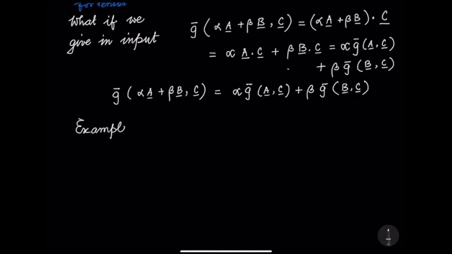Let's take one more example. So how will a tensor of this type look like? Say n equals 3. So it will have slots or places to put in 3 inputs, like if you wish A, B and C.